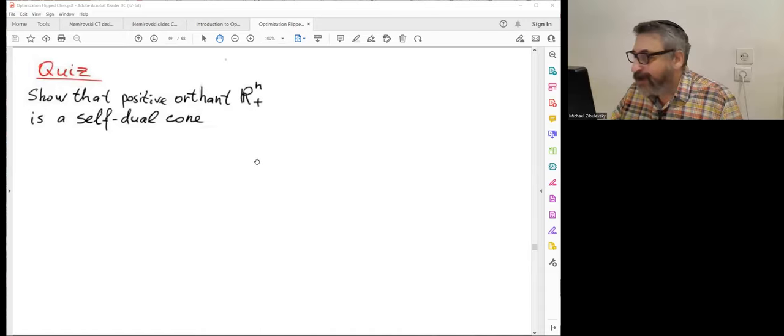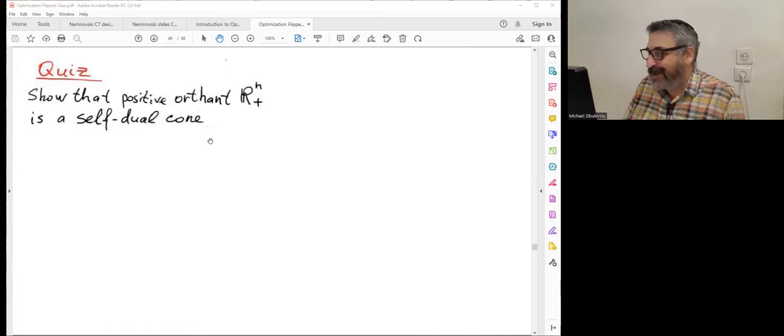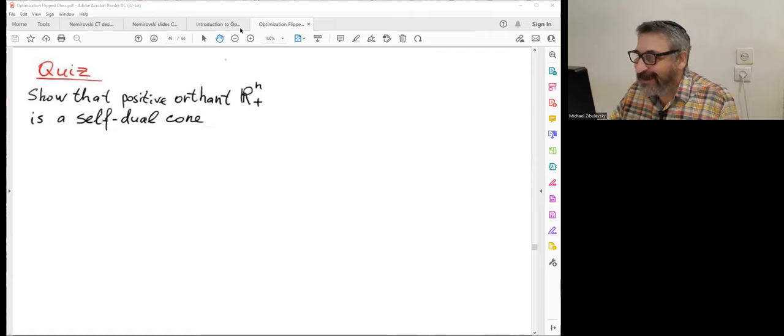Okay, so we're entering semi-definite programming, conic programming, and dual cones and self-dual cones is one of the central instruments to develop duality. So I ask you to show that the positive orthant is a self-dual cone. By the way, it was not shown explicitly in the lecture, so this task is a little bit more creative. You just go by definition.